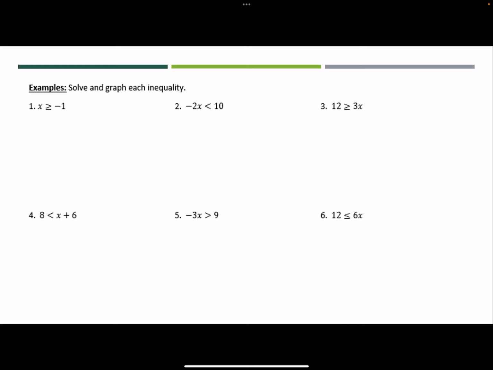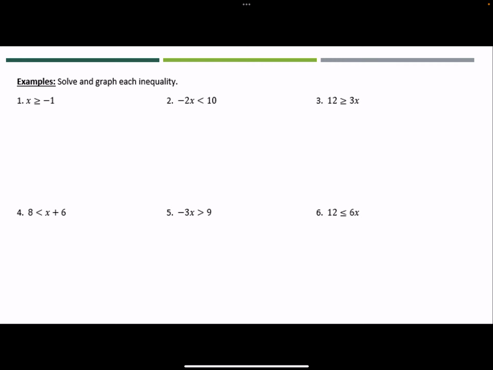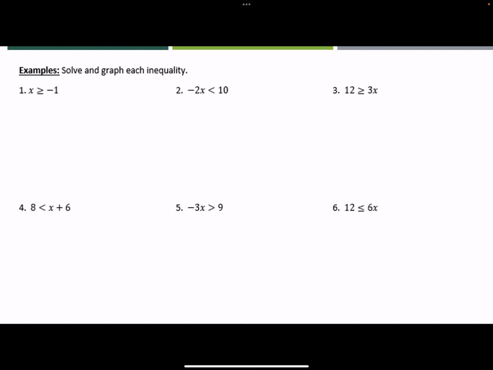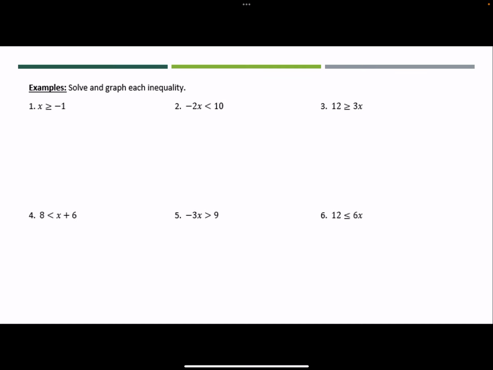Let's try some examples. So we're going to solve and graph the inequalities. Number 1, x is greater than or equal to -1. x is already by itself. It's already solved, so all we have to do now is graph. So I'm going to start with a number line. And all I need you to do is put the number that we're focusing on the number line.